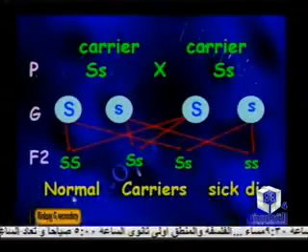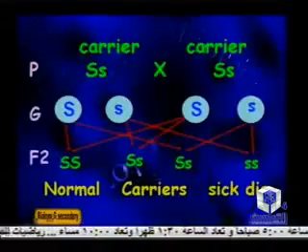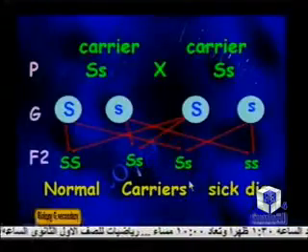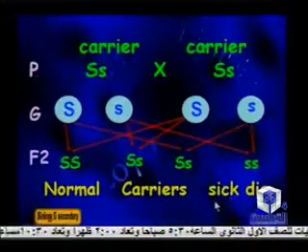Let's see what the phenotypes are. This one is normal. Both of these S capital s small are carriers, and the last one is a sick person and will die before maturity.